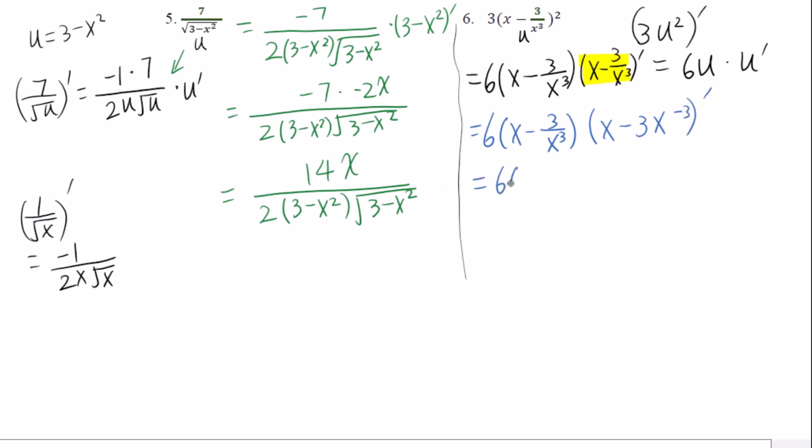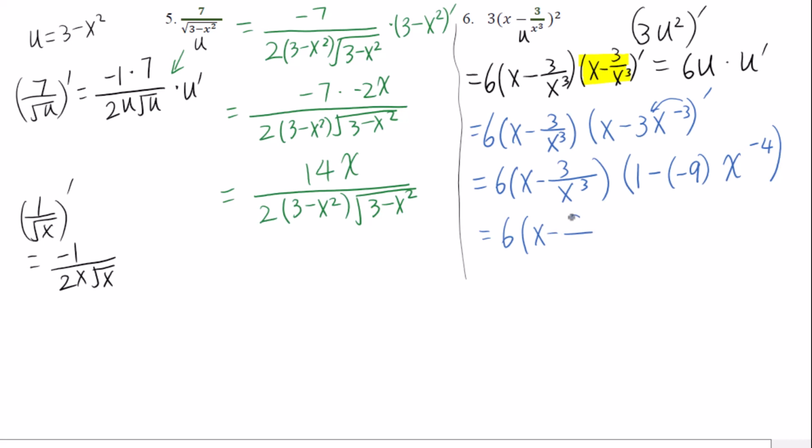So we have 6 times x minus 3 over x to the third power times the derivative of x, which is 1, minus 3 times negative 3, because this drops down when you do the derivative. You will get negative 9 times x to the negative fourth power. So we have 6 times x minus 3 over x to the third power times 1 plus 9 over x to the fourth power. This will be the final answer.